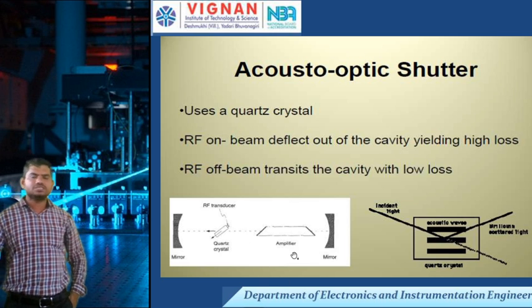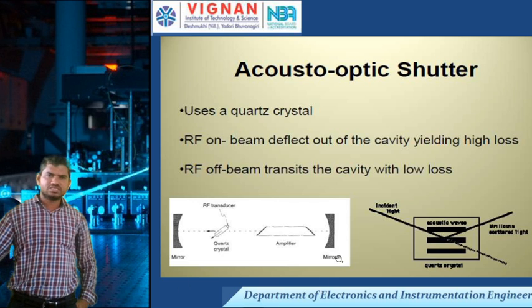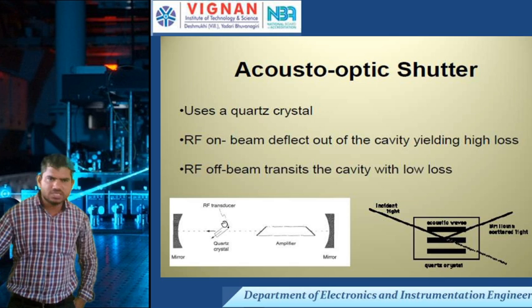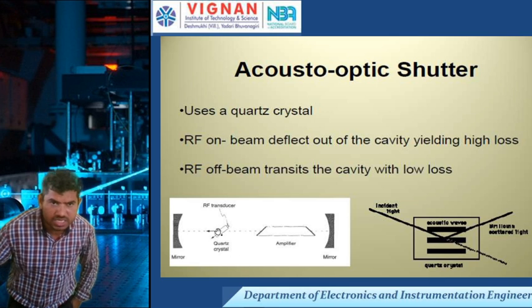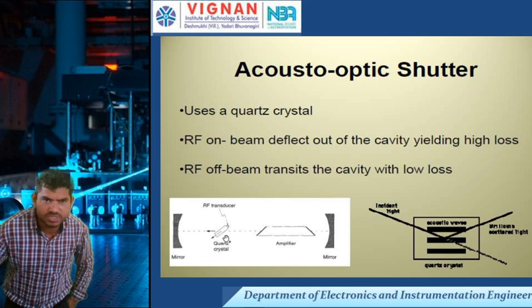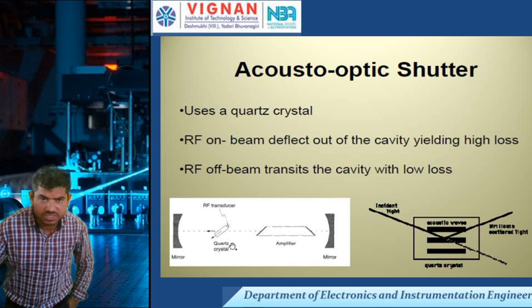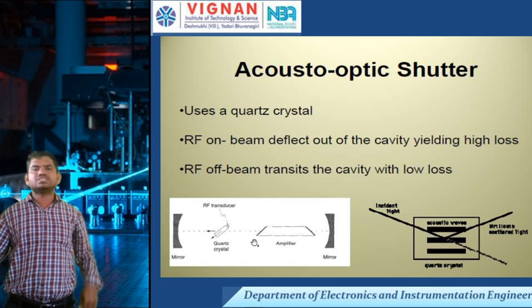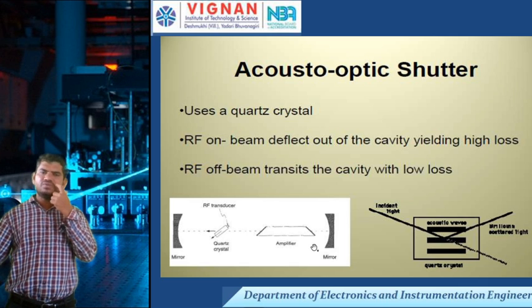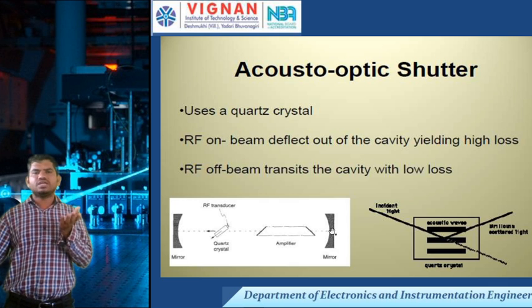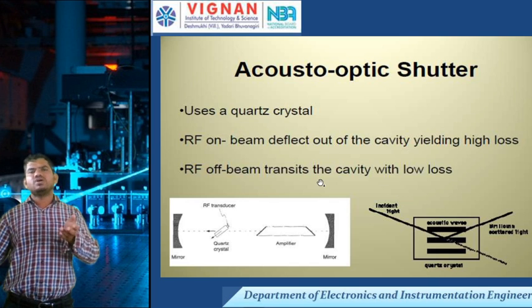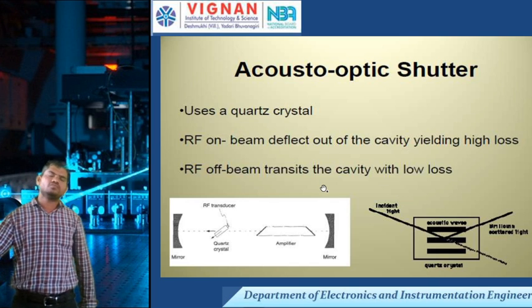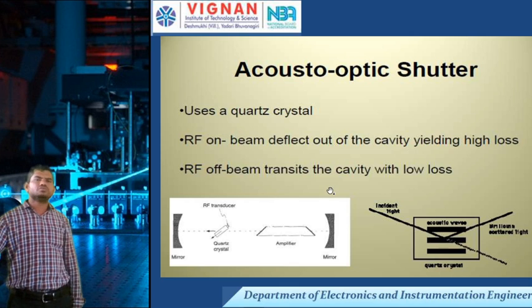Here these are the two mirrors. This one is the quartz crystal. Now I can place here an RF transmitter in the form of a quartz crystal and one amplifier. The quartz crystal output, the laser beam output, we are giving to one amplifier. That output we are giving to the other end mirror. This is the way we are minimizing the losses in Q switching.